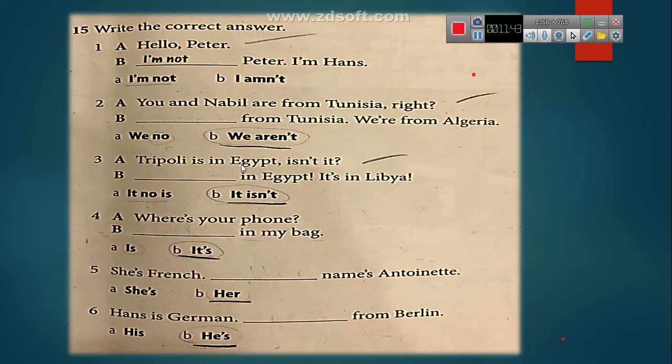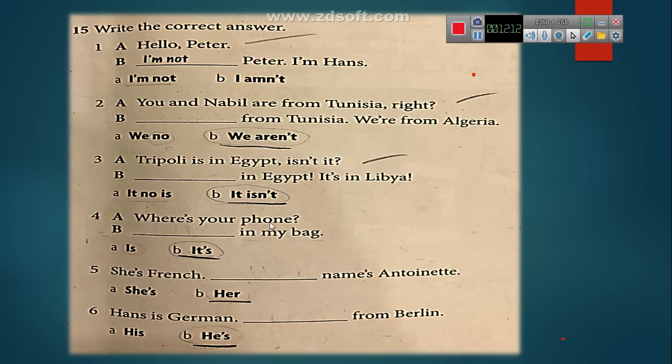Traveler is in Egypt, isn't it? It isn't in Egypt. It's in Libya. Here, we use this form because it's logical, while here no, as we say, "no" comes before nouns, not before verbs.